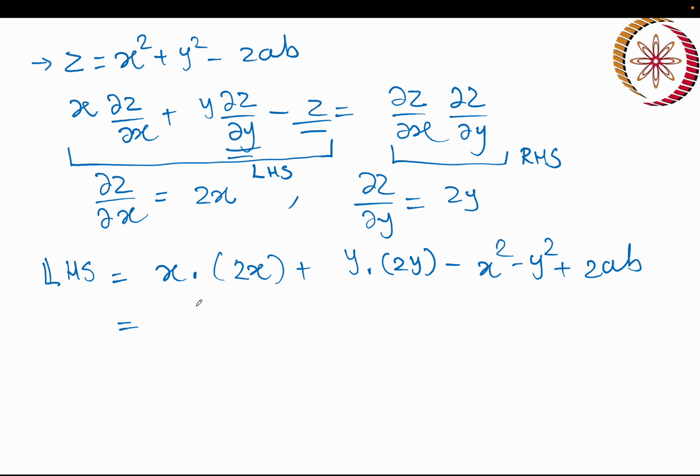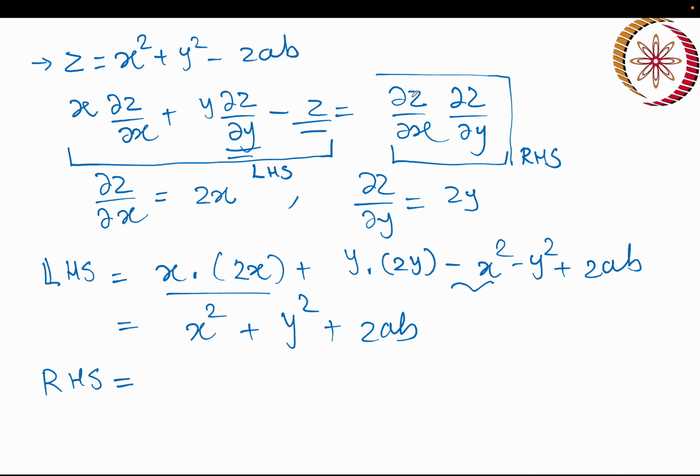Okay, so in that case x square, and here 2x square is there, so we will get remain only 1x square, then y square plus 2ab. Okay, so this is the LHS, and if we see the RHS, so RHS is nothing but this. So what we will get is 2x into 2y, which is 4xy.